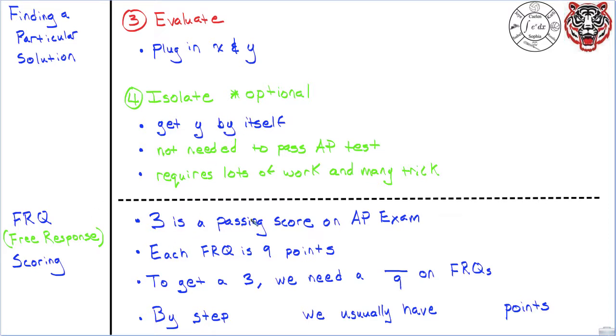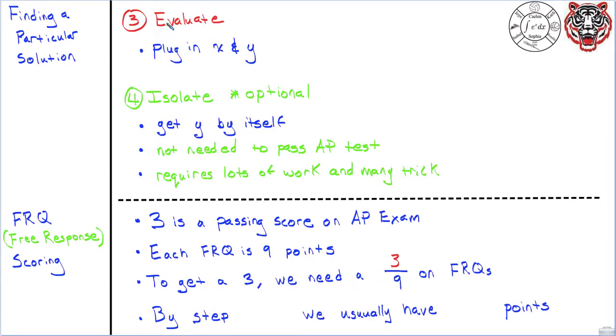So we all know that a 3 is a passing score on an AP exam. You can get a max of 5 points. So FRQ stands for free response question. Each free response question is 9 points. So in order to get a 3, in order to get a passing score, this is how many points you need on each free response question. You need 3 points, and maybe I should make that in red. You only need 1/3 of the points per question in order to pass the test.